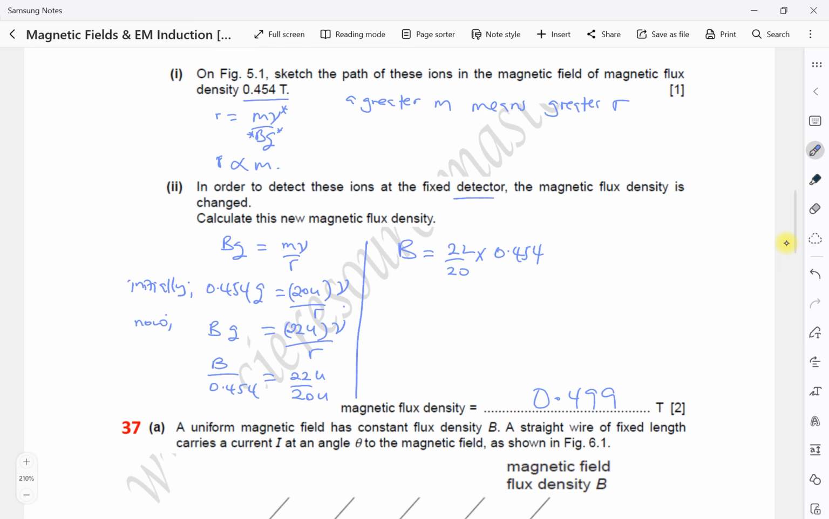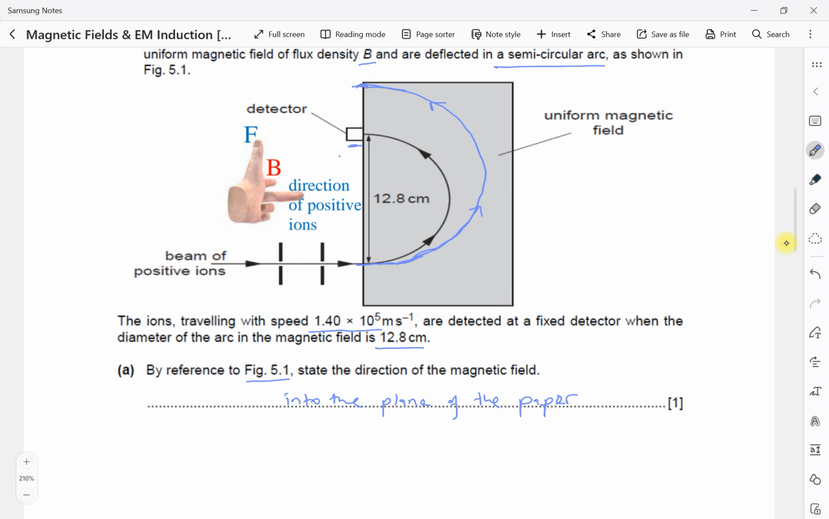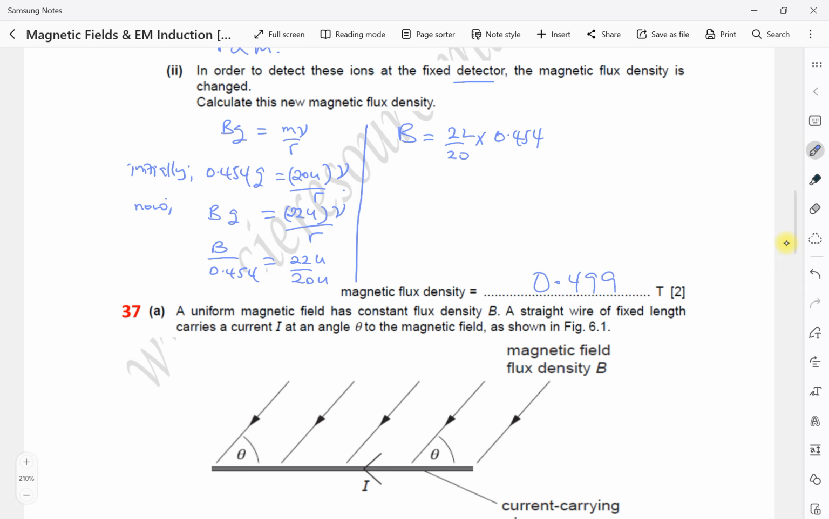If the radius is to be the same, the charge already is the same, but the mass is different. So if they are to be detected at the same diameter of 12.8 without moving the detector, then we should increase the magnetic flux density B to 0.499. Okay, so that is the end of part 12, part 13.